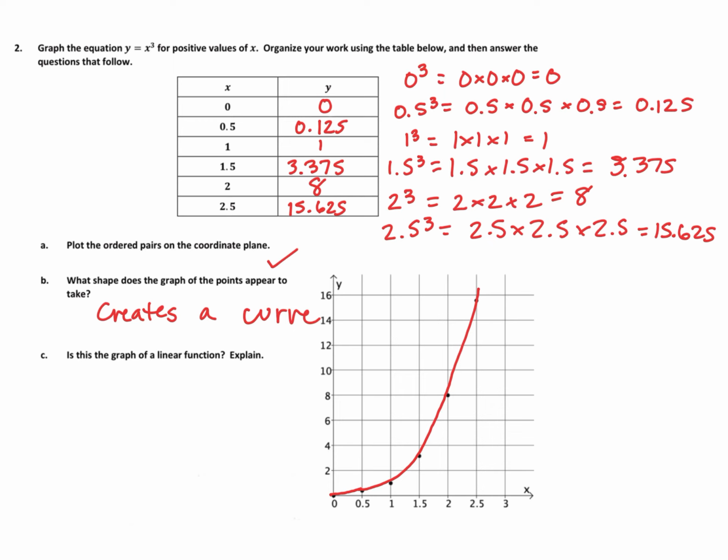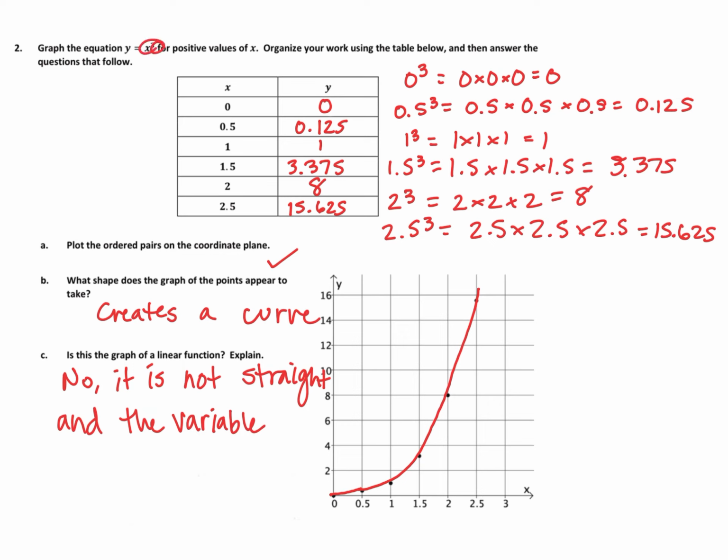Is the graph a linear function? No. It is not straight. And the variable has an exponent besides a 1 or a 0. It has that 3 up there.